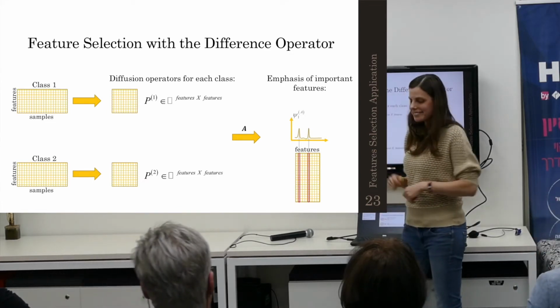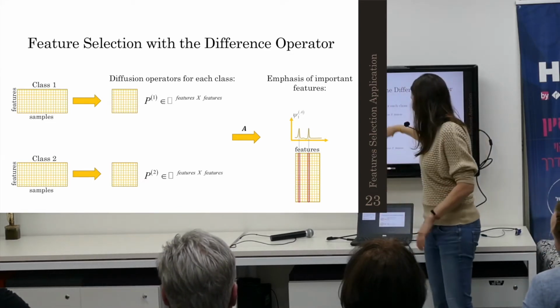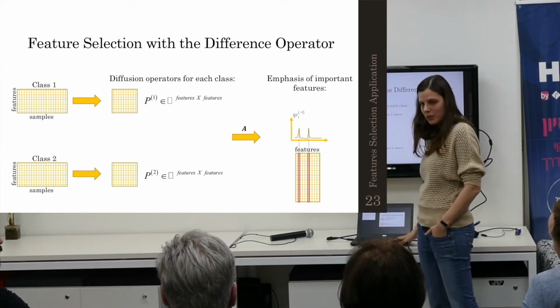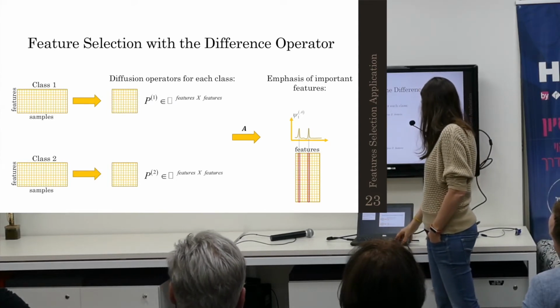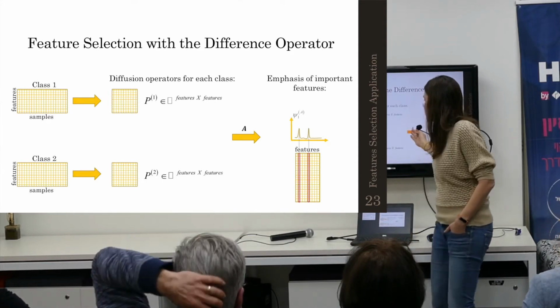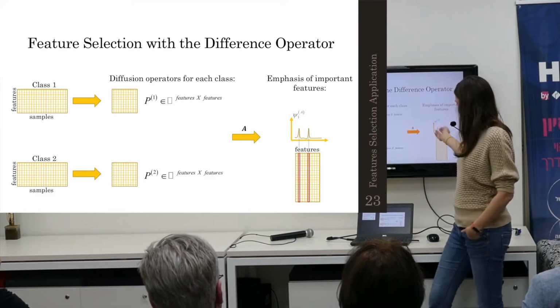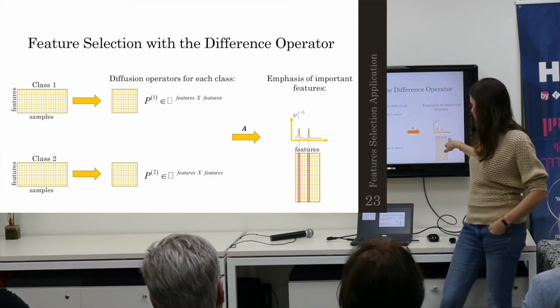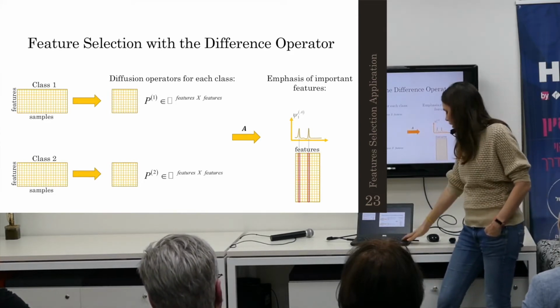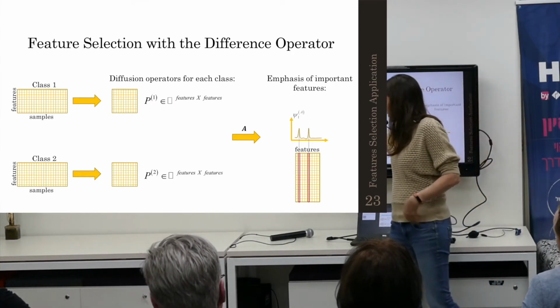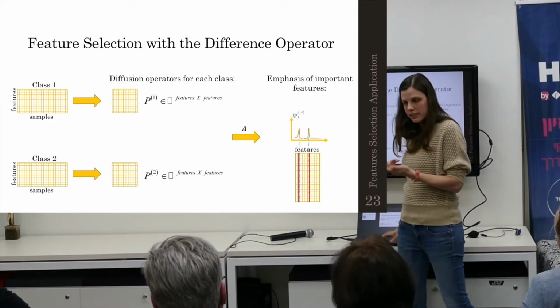I'm sorry, I should have used my computer. So this is just R. It's a matrix of size feature by feature, and then we combine them to construct the operator A, and construct the new representation. And what we saw is that this new representation enhances features that are different, that actually make the two classes distinct.